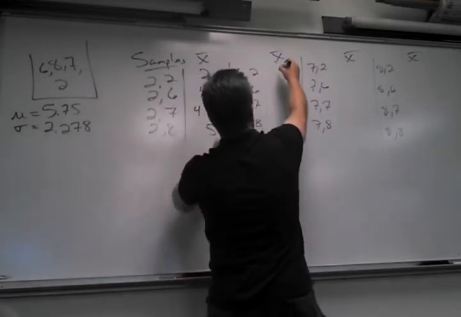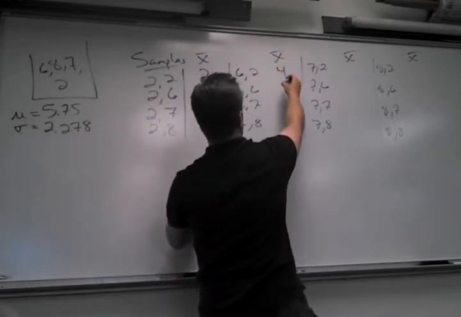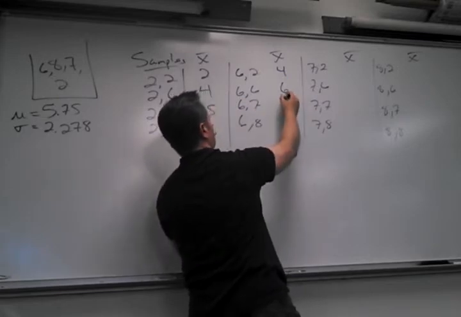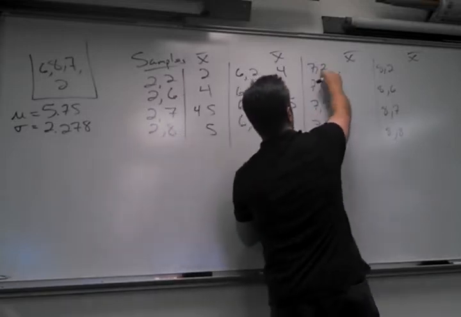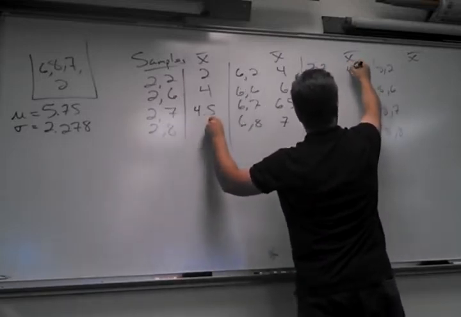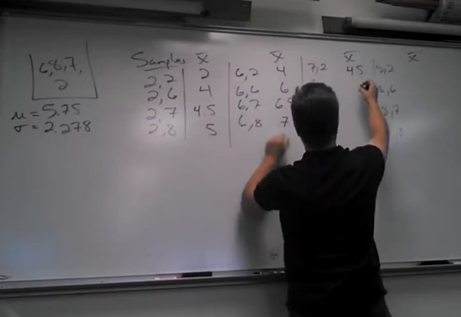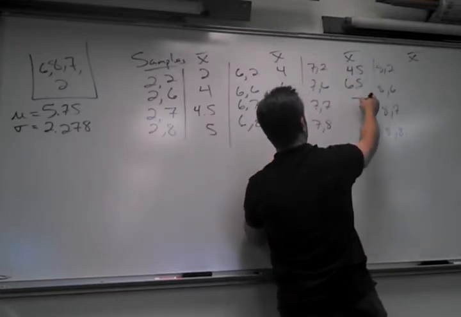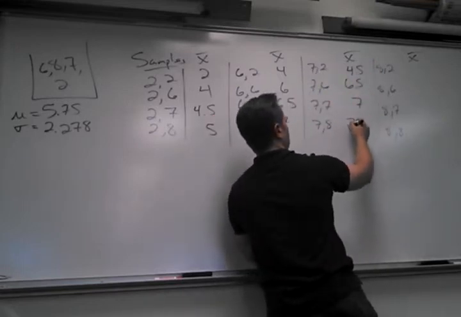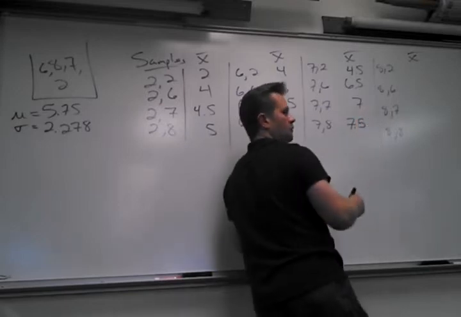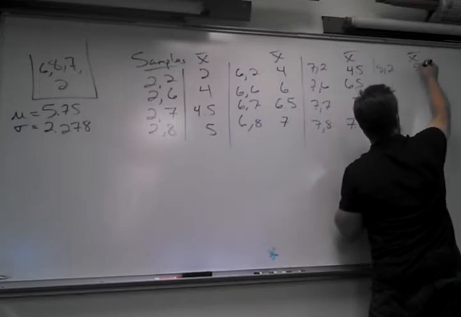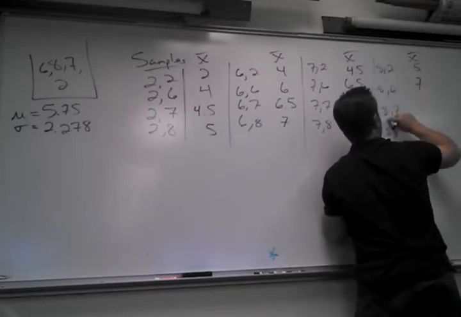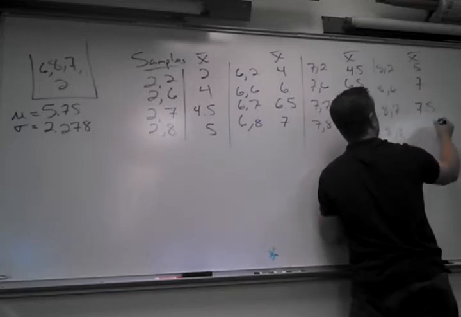6 and 2, we already did. See that? 6 and 6. No, 6 and 7. 6.5. 6 and 8, 7. 7 and 2, 4.5. 7 and 6, we did already, 6.5. 7 and 7 is 7. 7 and 8, 7.5. And then 8 and 2, 5. 8 and 6. 8 and 7, 7.5. 8 and 8.